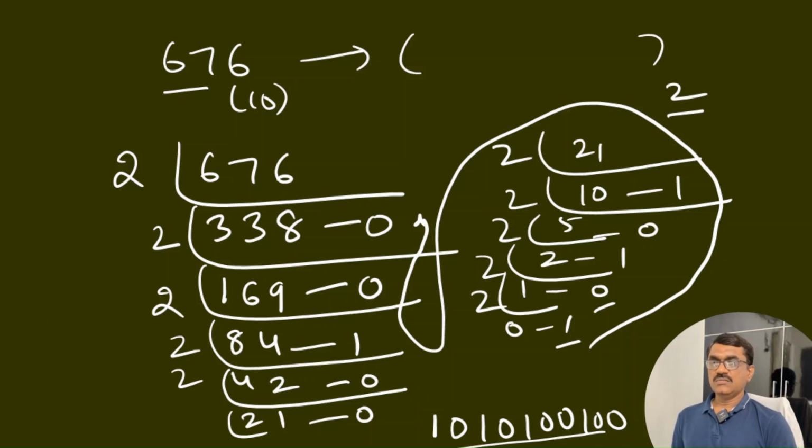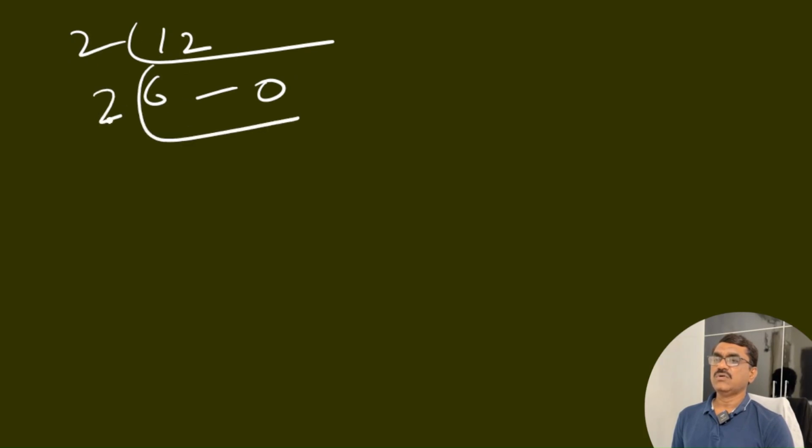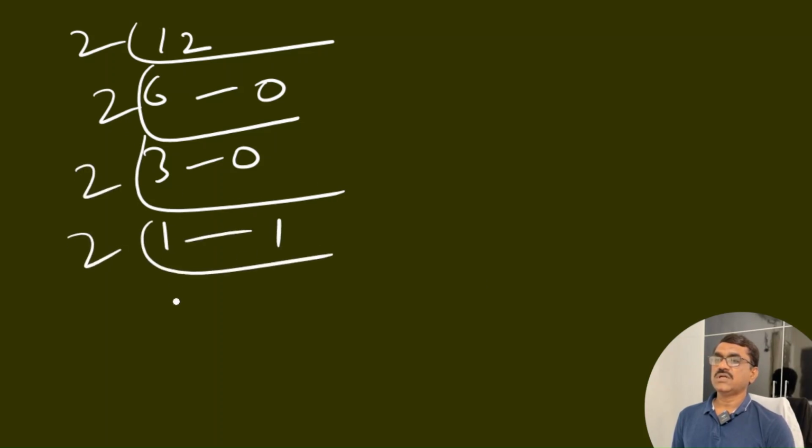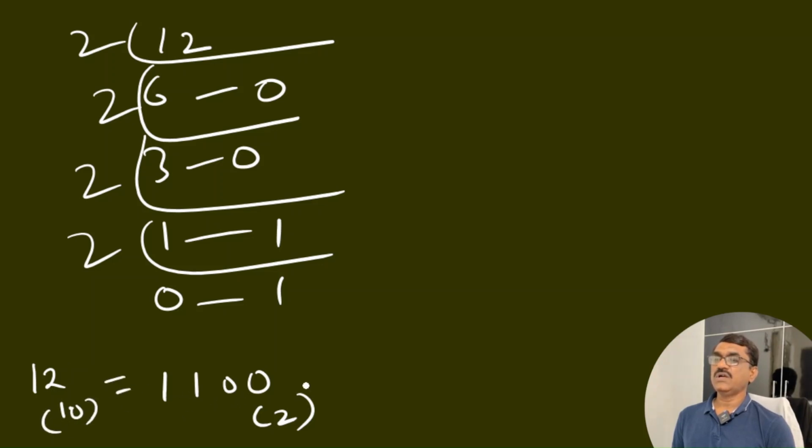Better to take a simple example. For example, instead of taking 676, if you take 12, just divide by 2: 2 6s are 12, remainder 0; 2 3s are 6, remainder 0; 2 1s are 2, remainder 1; when it is not divisible, divide with 0, remainder 1. So the result is 1100. So the binary equivalent of the decimal number 12 is 1100.